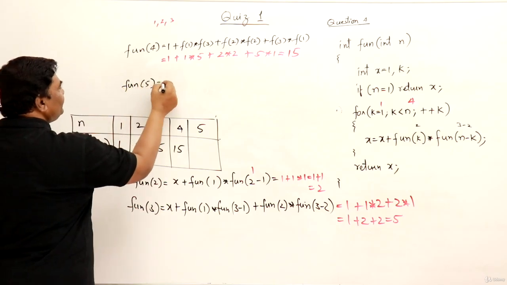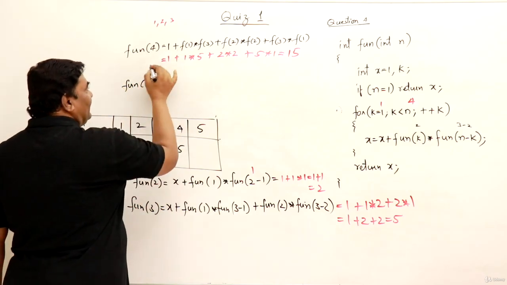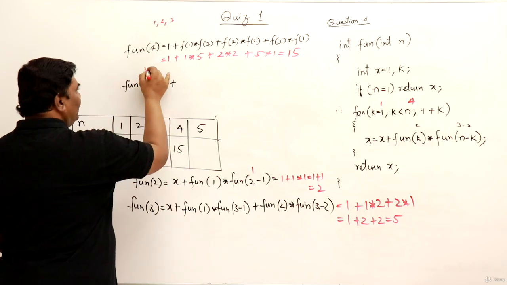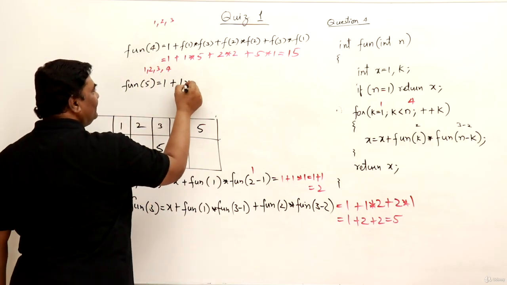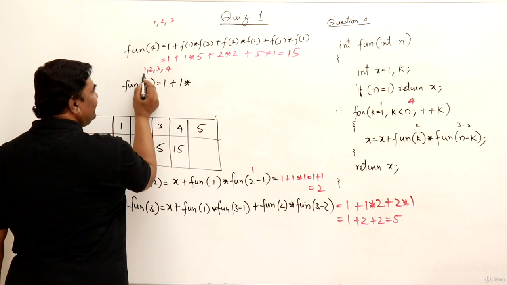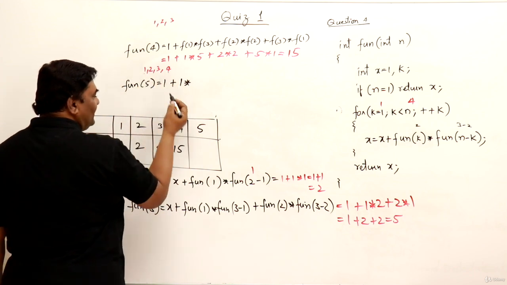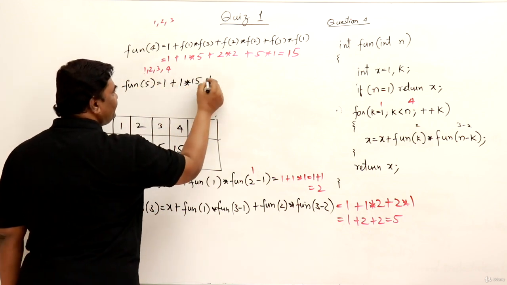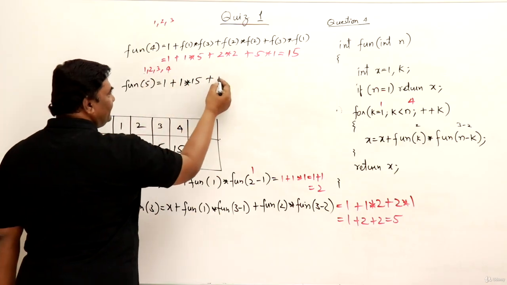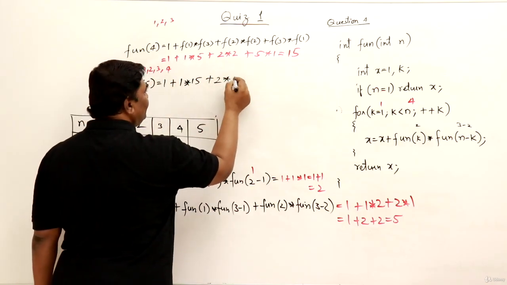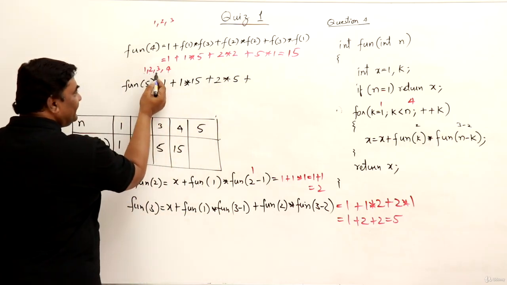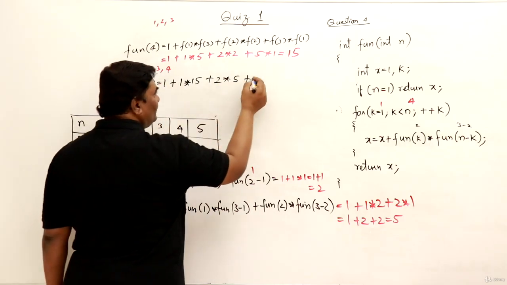f of 5 is how much? 1 plus... Now k will take the values 1, 2, 3 and 4. So f of 1 is 1. f of 4 is, see, it is like this, 1 is multiplied with 4. So f of 4 is 15 plus 2 with 3. So 2 with 3 means 2 into 5. Then plus 3 into 2, so 5 into 2.